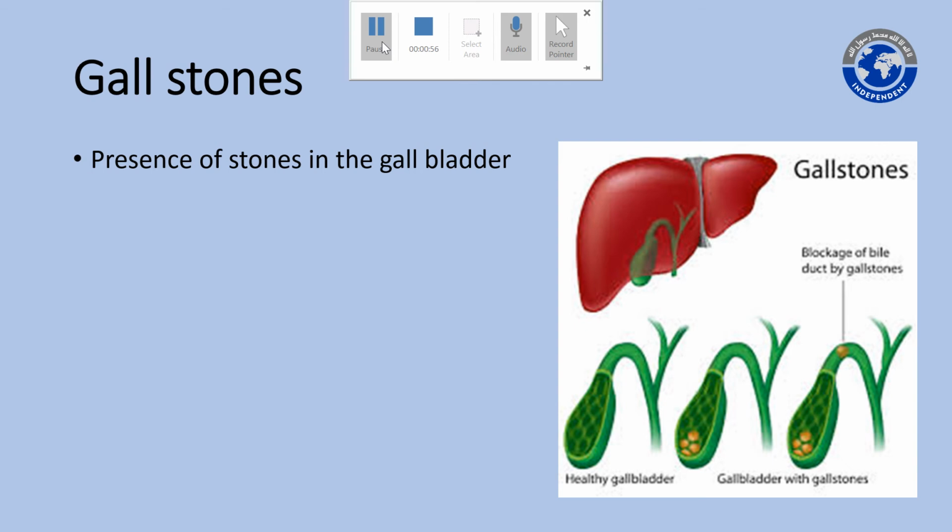Gallstones, by definition, are presence of stones in the gallbladder. Gallbladder is a part of the biliary tract. It is a muscular sac present at the undersurface of the liver, and when stones are present in it, these are called gallstones or cholelithiasis.